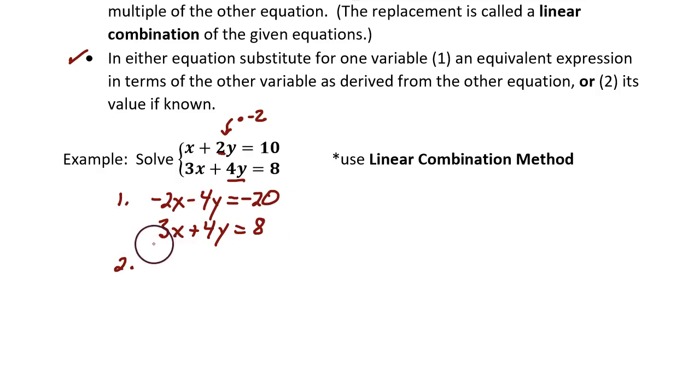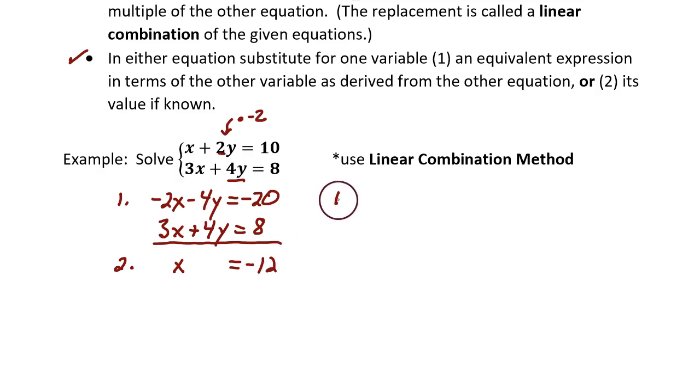Step 2 is to add these two equations together, to combine them together. -2x add 3x makes 1x. -4y plus 4y makes nothing. And on the right side, negative 20 plus 8 is negative 12. We have x equals negative 12. By inspection, we know the answer for x is negative 12.